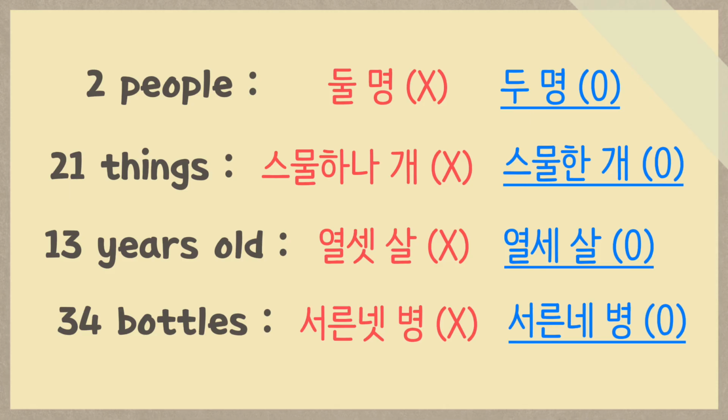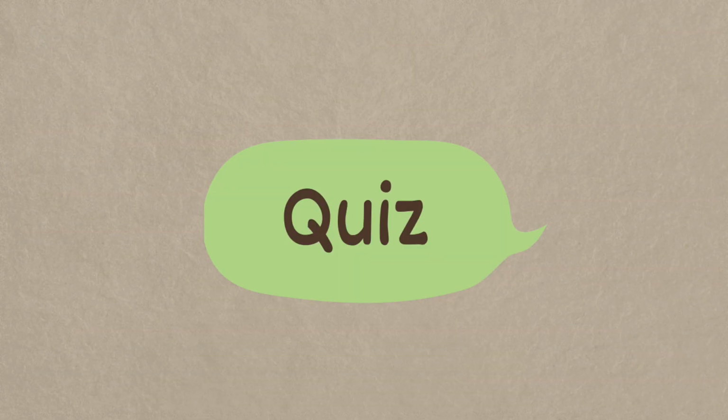So just try to remember that 하나, 둘, 셋, 넷 change its form to 한, 두, 세, 네 when they are used with a counter word. Now it's time for a little quiz. There are 10 questions in this quiz, and you have 5 seconds to answer each question. Let's get started.